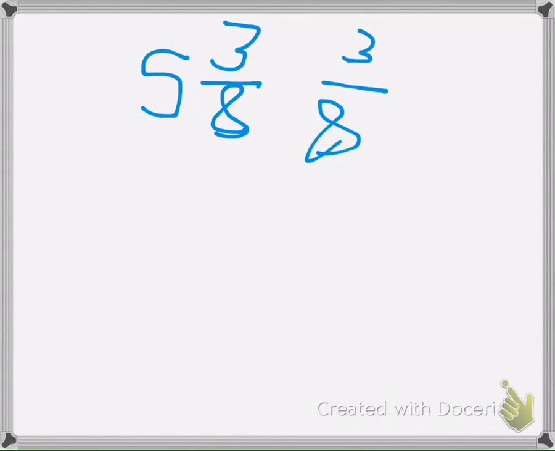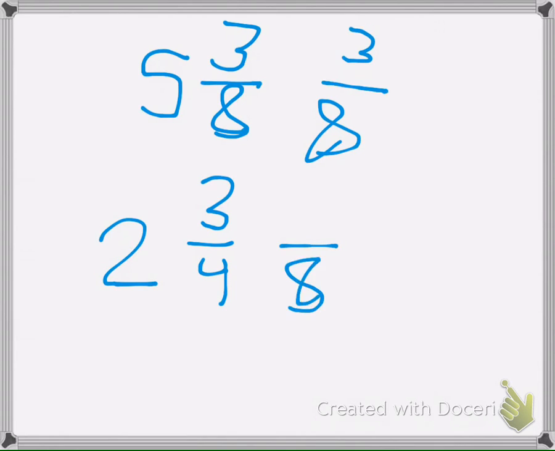We're going to keep the 5 3/8 with the denominator 8, and then we're going to change the 2 3/4 so the denominator is 8. 4 times what equals 8? 4 times 2 equals 8, so once you do something to the bottom, you do it to the top. 3 times 2 is 6. So now you subtract those.